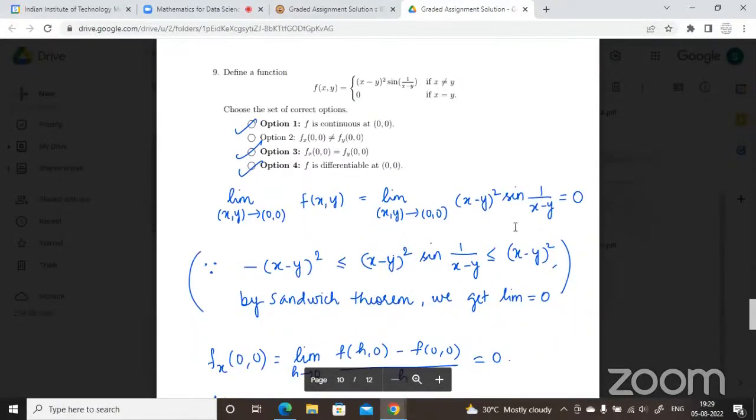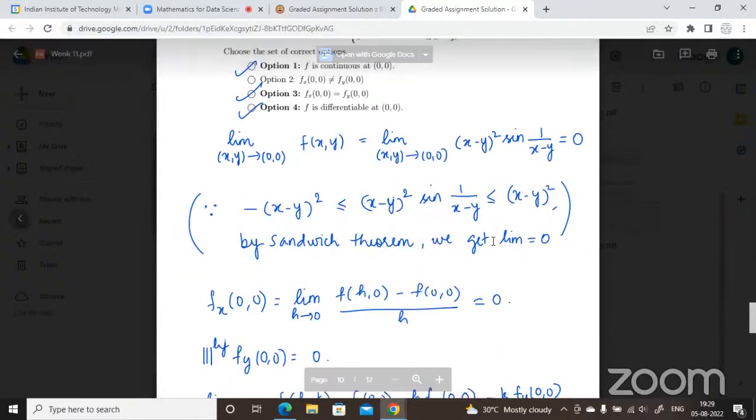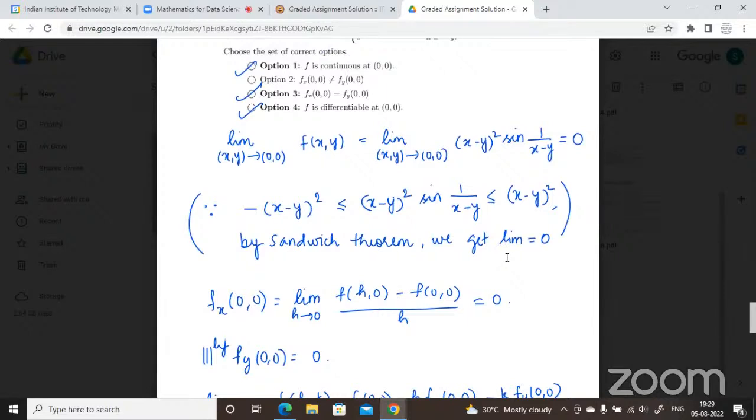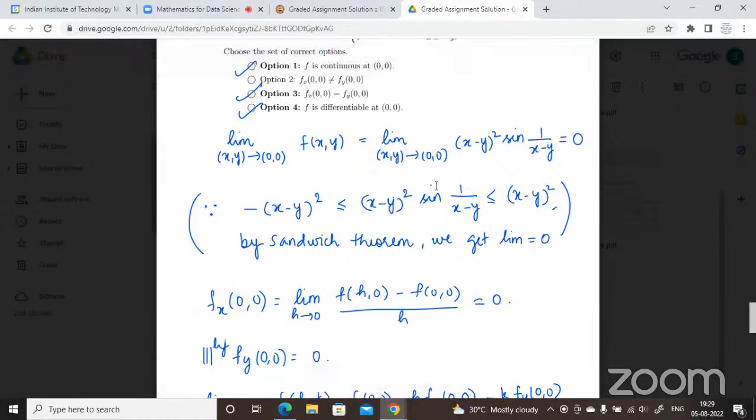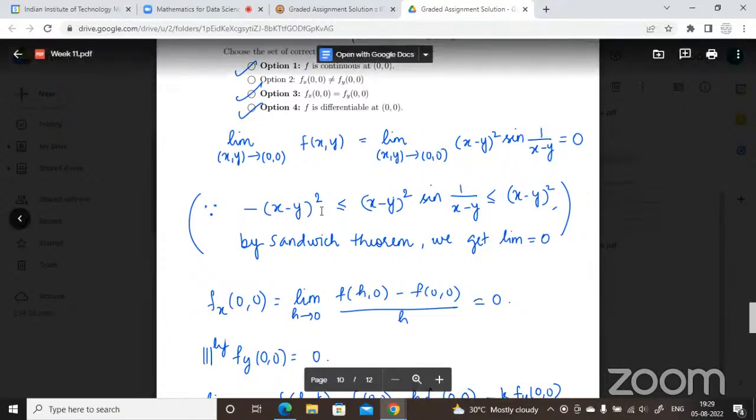Ma'am, can you explain fx? Actually, I missed the sandwich theorem. Whenever there is x minus y to the whole square, just take the right side. And then if you find the limit of fx at 0, 0, this has nothing to do with x minus y squared. This has to do with sine. Sine is less than or equal to 1 and greater than or equal to minus 1. That is what happens here.